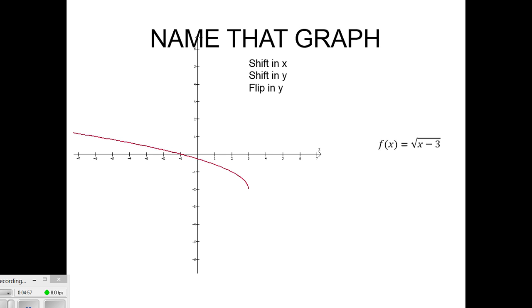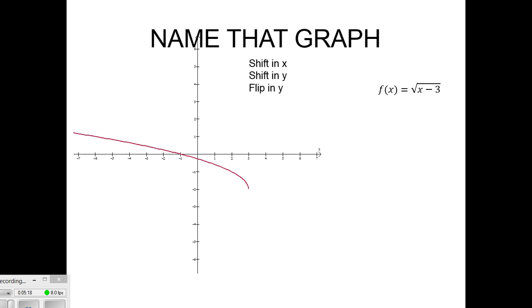The x items first says it looks like it's been shifted 3 units to the right. Now remember, shifting 3 units to the right is evaluating f of x minus 3. So that's what we did, f of x minus 3. Now we're going to do what pertains to y.